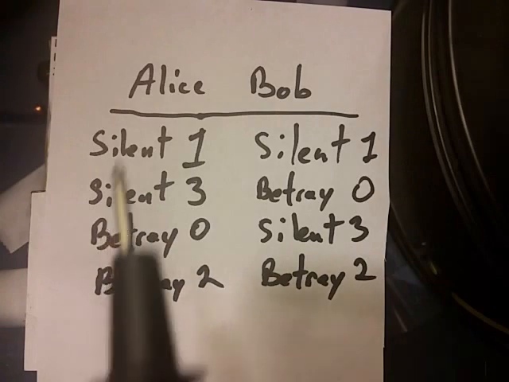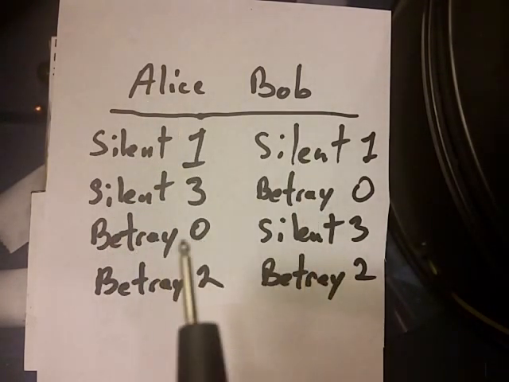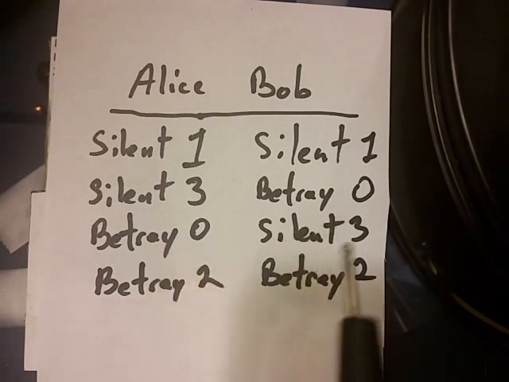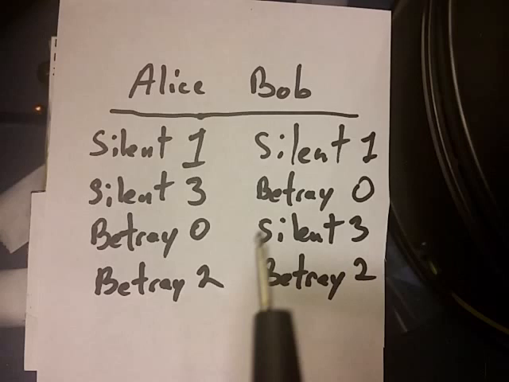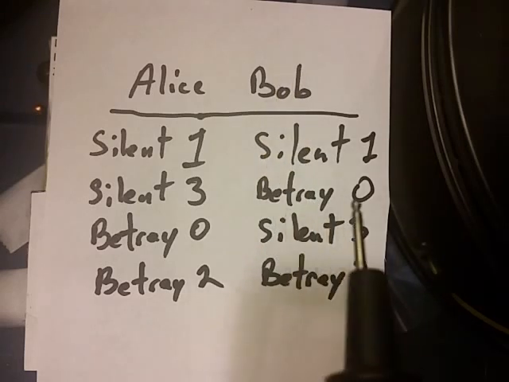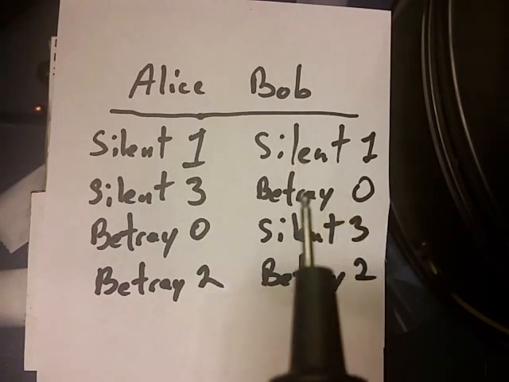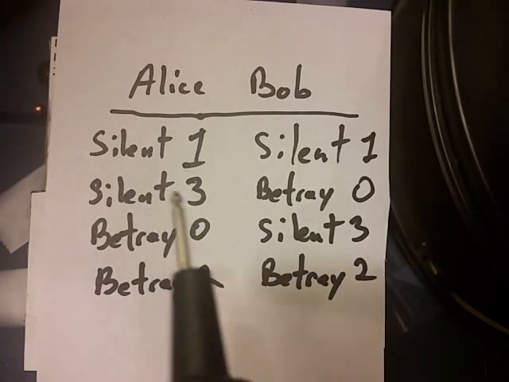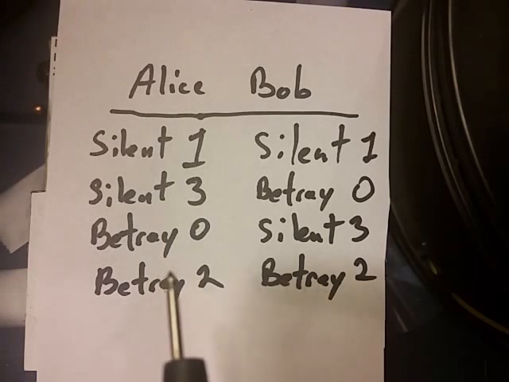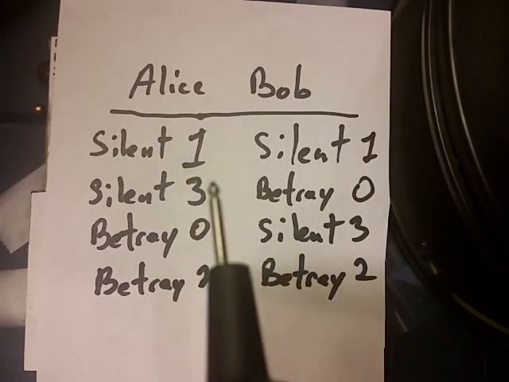So if Alice betrays Bob and rats on him, then Alice gets to go free immediately, and Bob will go to jail for 3 years for the more significant crime. If Bob betrays Alice first and Alice is silent, then Bob gets to go free immediately, and Alice gets 3 years in prison. If they both betray, they both end up with 2 years in prison, and if they both remain silent, then they both get 1 year.